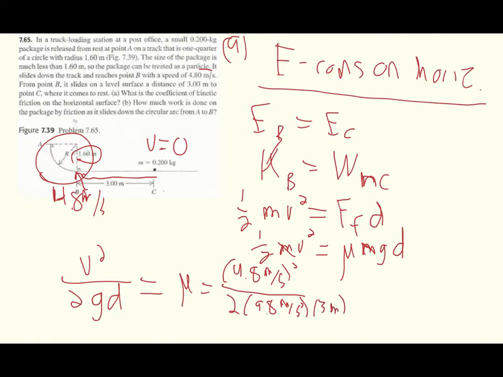Notice the units on the bottom are meters squared per second squared. Along the top, those are also meters squared per second squared, so they divide out to give me a dimensionless unit, which is exactly what I want for coefficient of friction. And I get an answer of 0.39.